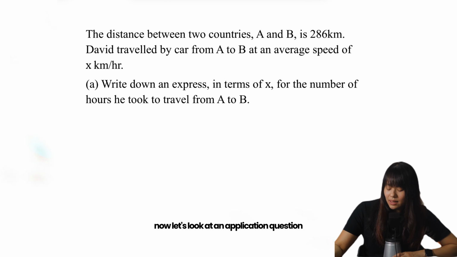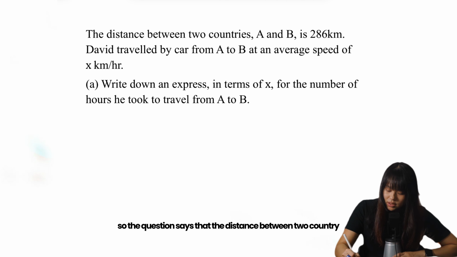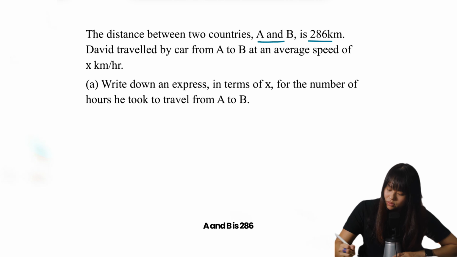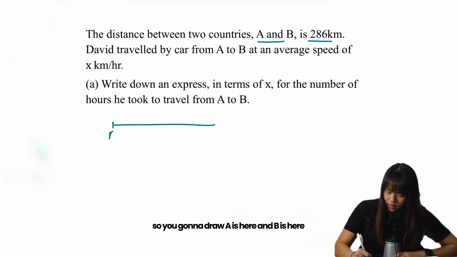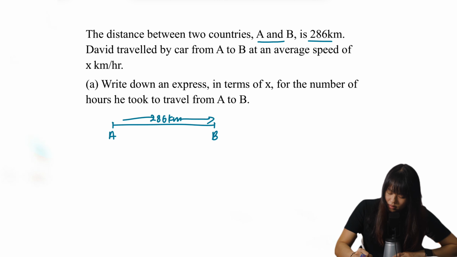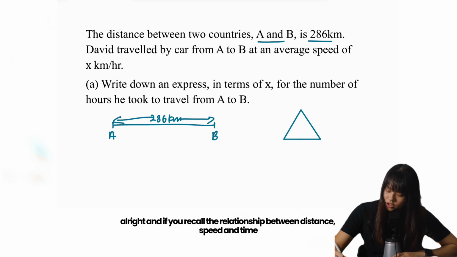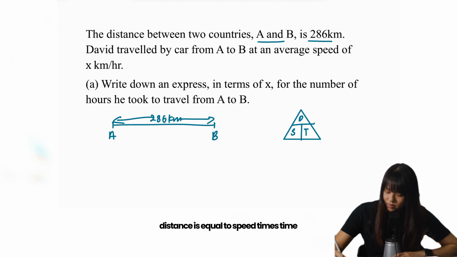Now, let's look at an application question. Usually for questions with distance, speed and time, my suggestion is to draw it out to see the flow. The question says that the distance between two countries A and B is 286. So you draw A here and B here, and the distance between them is 286 kilometers. If you recall the relationship between distance, speed and time, distance is equal to speed times time.